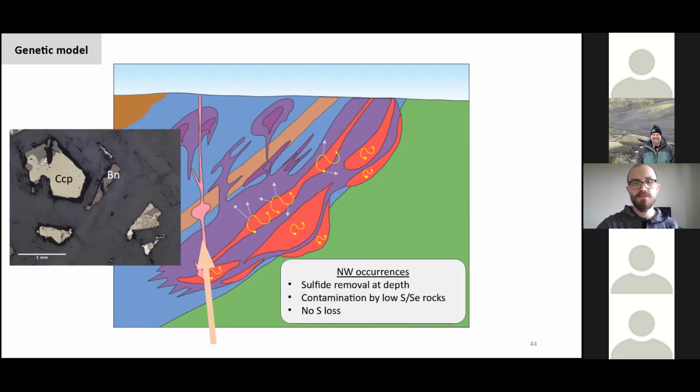So just as a quick comparison to the Marathon deposit, if we look at the northwestern occurrences, these zones experienced variable amounts of sulfide loss, sulfide removal at depth, which modified the PGE contents. They were contaminated by sulfur-poor, either igneous or metamorphic rocks, and they did not experience any loss of sulfur like we see in the W horizon.